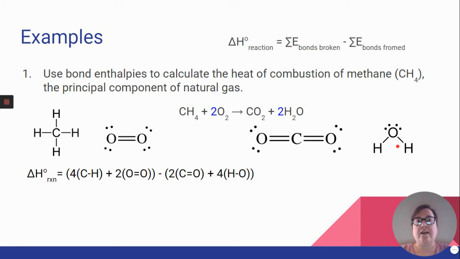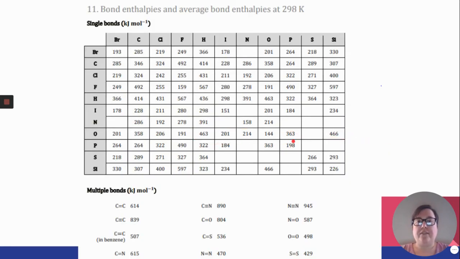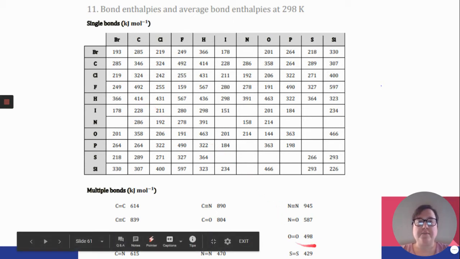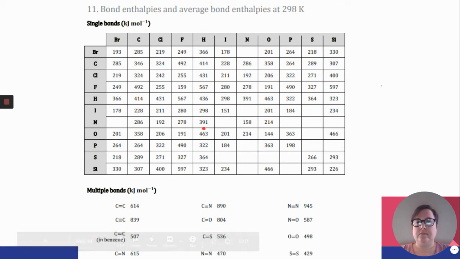Then we need to look at our data booklet at section 11, and we need to pull off the types of bonds from here. Single bonds are up here in this chart, so we're going to look at carbon and hydrogen, which is 414. The double bonds or multiple bonds are down here at the bottom, so if we look at our oxygen, that's 498. Then we have carbon and oxygen double bond, which is 804. And we have the hydrogen-oxygen single bond of 463.